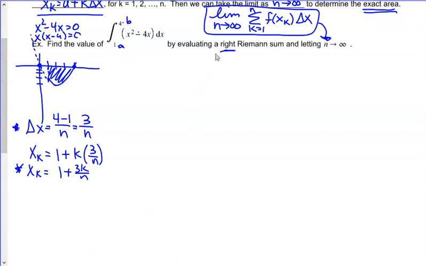Now we are going to start this. For the time being, I'm going to drop the limit off. I'm not even going to worry about that. I'm just going to worry about the sum from k equaling 1 to n of f of x sub k times delta x. And that's, again, where I want to start.